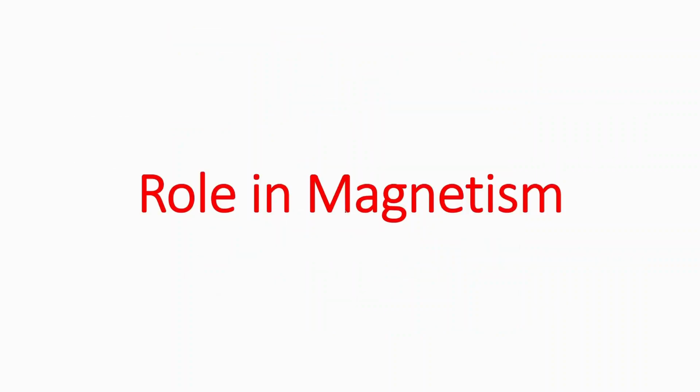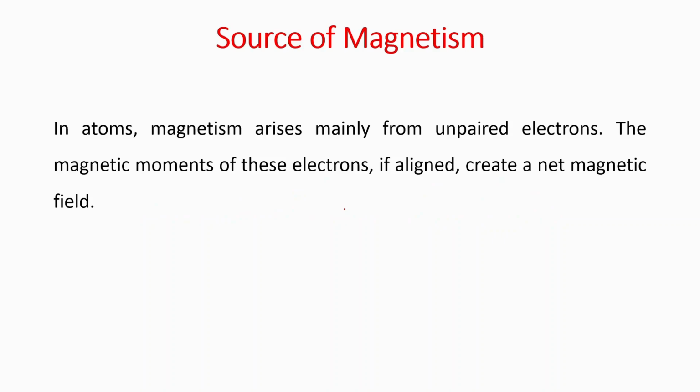Okay, so now the question is, what role does magnetic dipole moment play in magnetism? It plays a very important role. We can say that magnetic dipole moment is the source of magnetism. In atoms, magnetism arises due to unpaired electrons. We'll discuss in detail about magnetism in materials in our future videos. So it arises due to unpaired electrons.